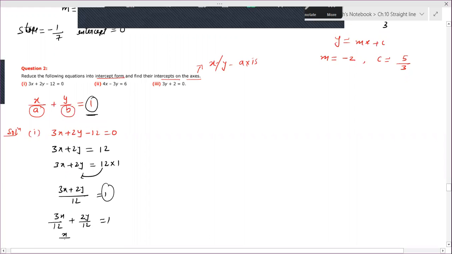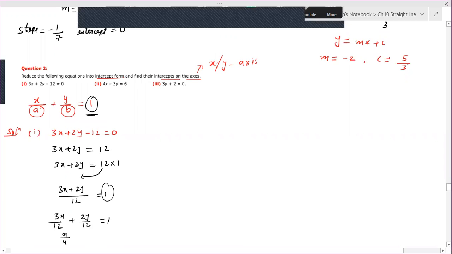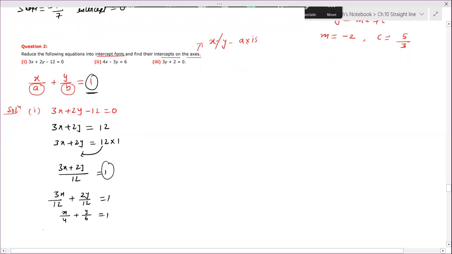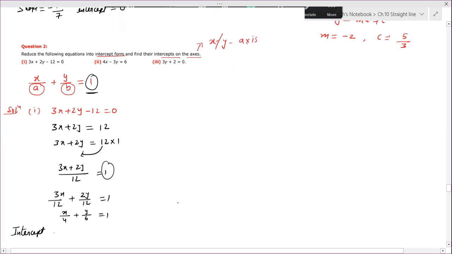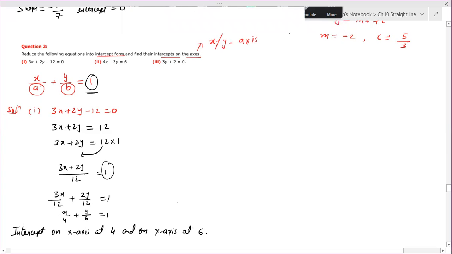So it's x by 4 (3 fours are 12) and y by 6 (2 sixes are 12) equals 1. So we can simply write the intercepts on the axes: on the x-axis at 4 and on the y-axis at 6.